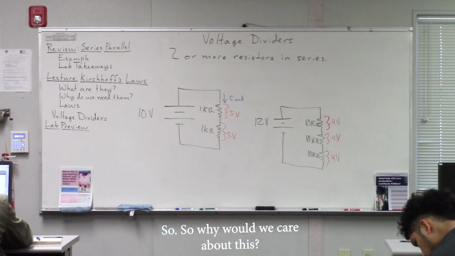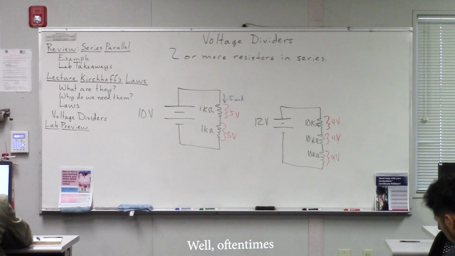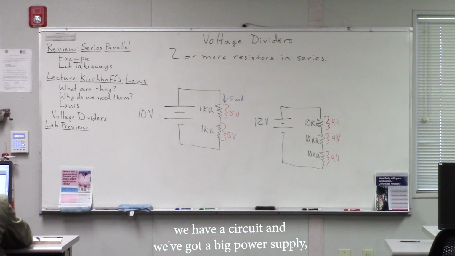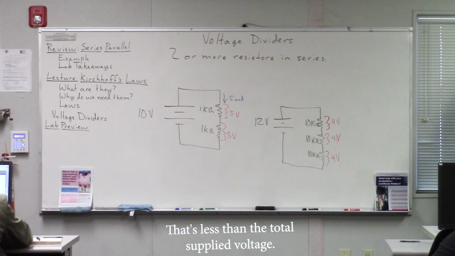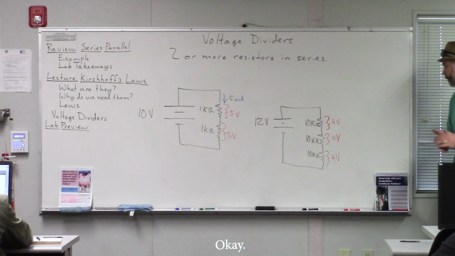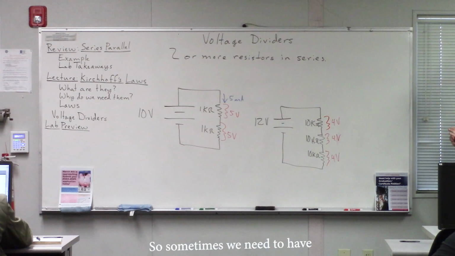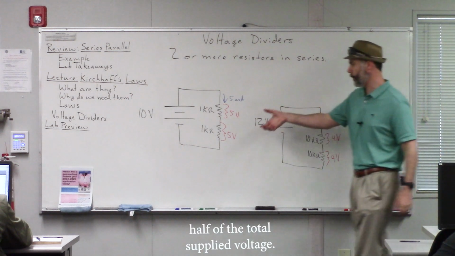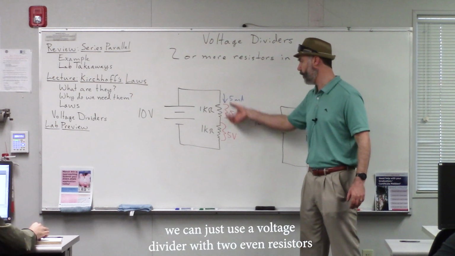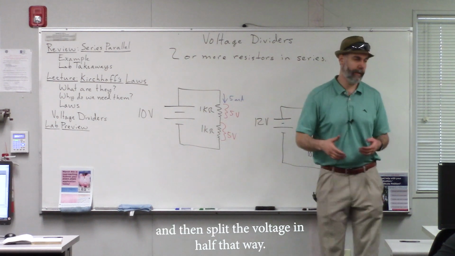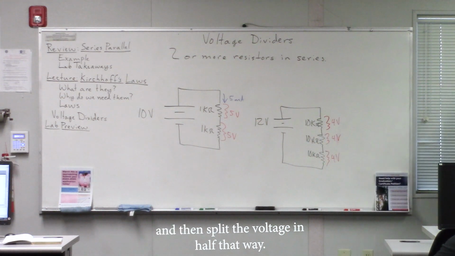So why would we care about this? Well, oftentimes we have a circuit and we've got a big power supply and we need to have a voltage in that circuit at some point that's less than the total supplied voltage. Okay? Sometimes we need to have half of the total supplied voltage. And if that's the case, we can just use a voltage divider with 2 even resistors and then split the voltage in half that way.